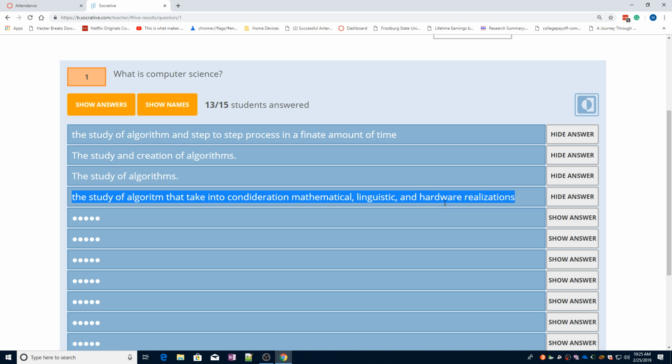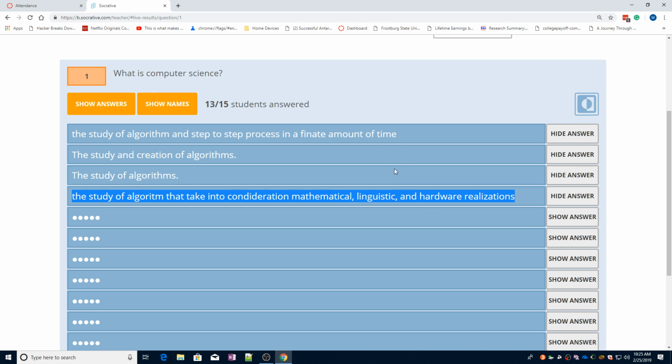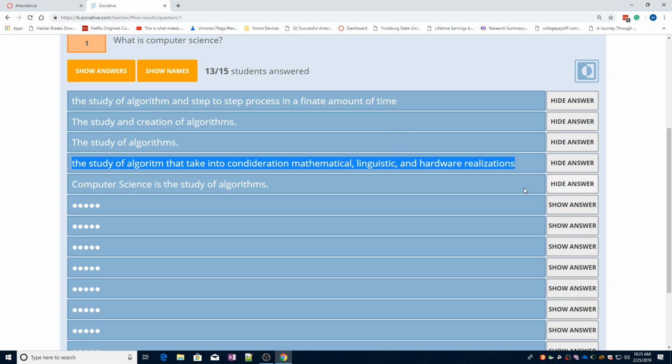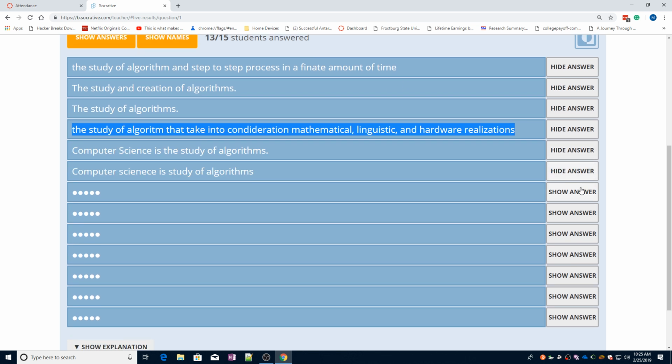Hardware realizations. The algorithm we're developing, is it going to be running on a phone? Is it going to be running on a high-performance computer cluster? Is it going to run on a desktop? So that's the hardware realizations. The mathematical considerations, that goes back to those efficiencies. Are we making it as efficient as possible? By the way, you can't always make it perfectly efficient. It's not going to happen. There's always trade-offs.